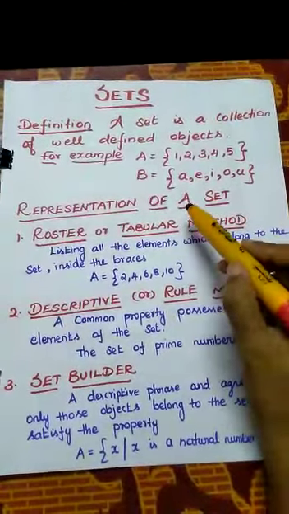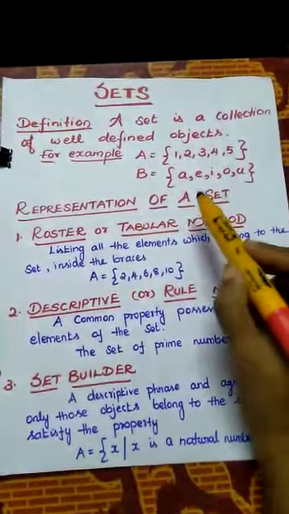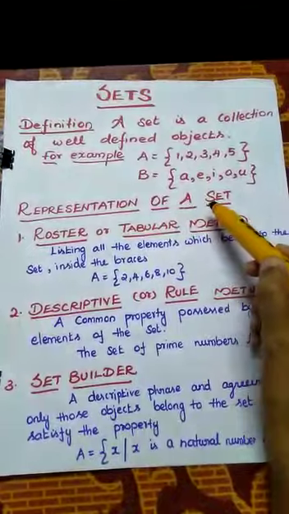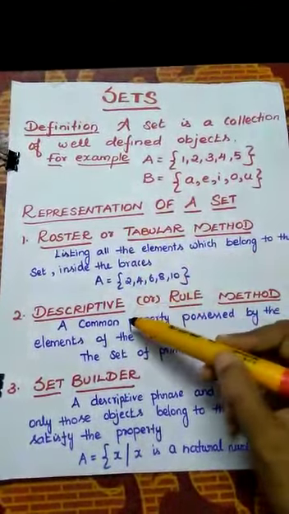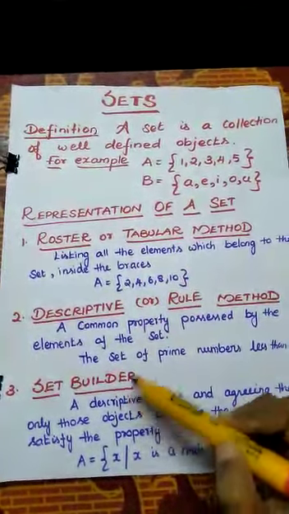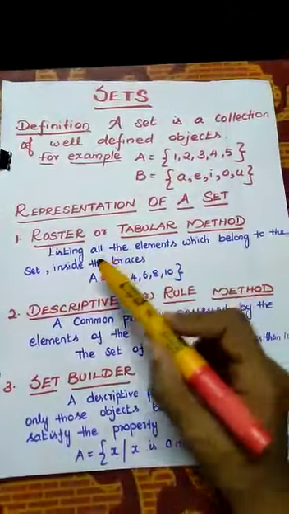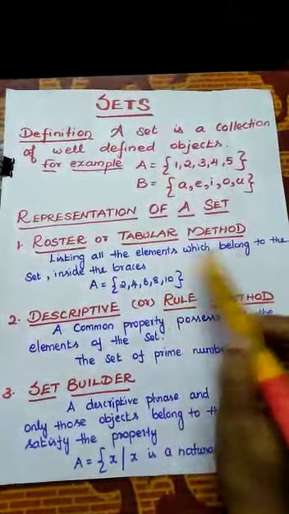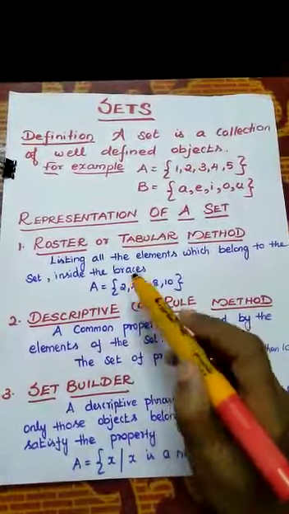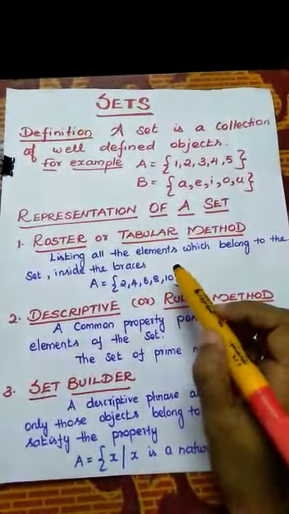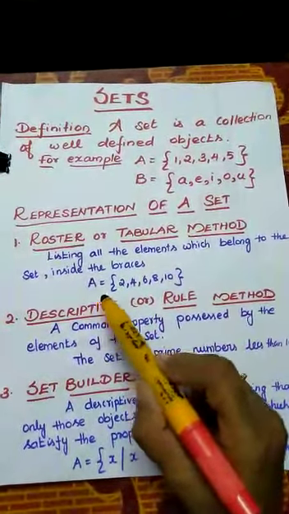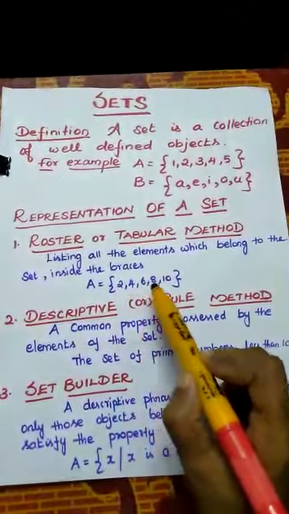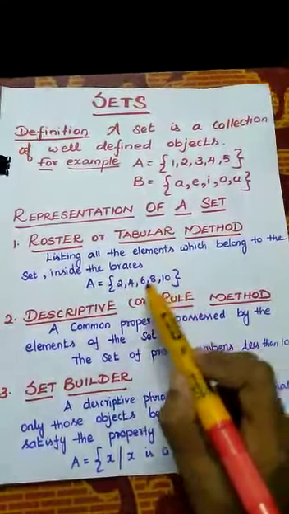The next one is representation of a set. A set can be represented in three forms. The first one is roster, the second one descriptive, the third one set builder. What is roster form? Here we list all the elements which belong to the set inside braces, with the elements separated by commas. Capital A is equal to {2, 4, 6, 8, 10}. This is roster form.